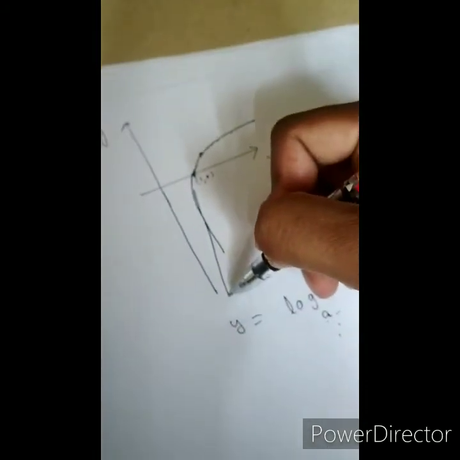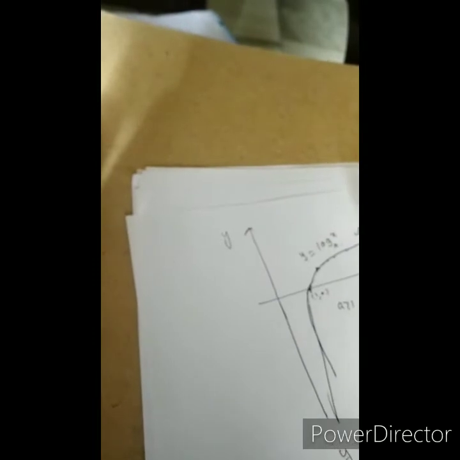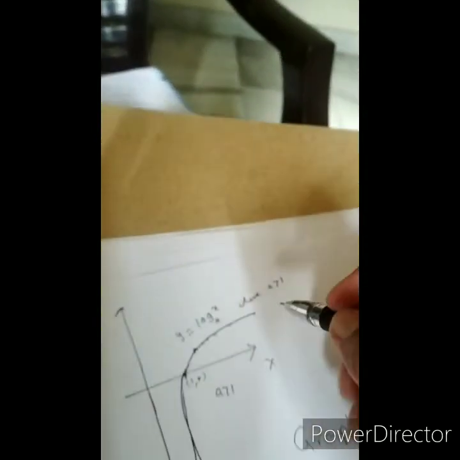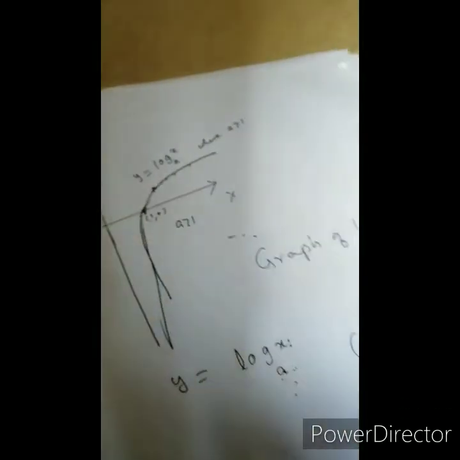And if we take values less than that, then the graph becomes like this. It goes like this. Here a is greater than 1. This is y equal to logarithm x to the base a, where the value of a is greater than 1. This represents the logarithm graph.